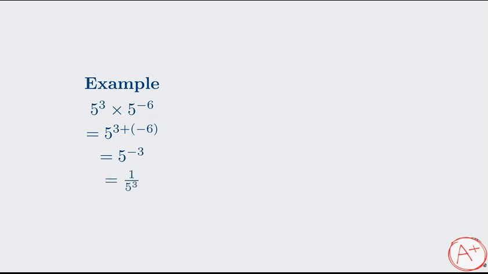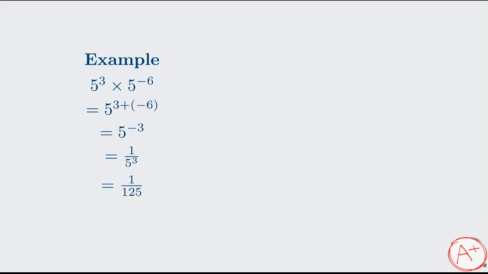In the IB, you are often required to give your answer with positive exponents or as an exact value. Using our rule for negative exponents, this becomes 1 over 5^3, which evaluates to 1 over 125.